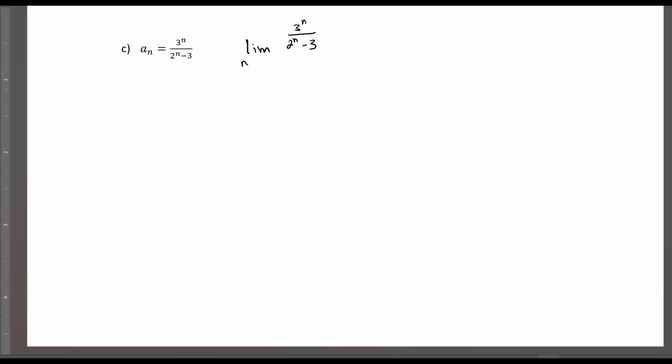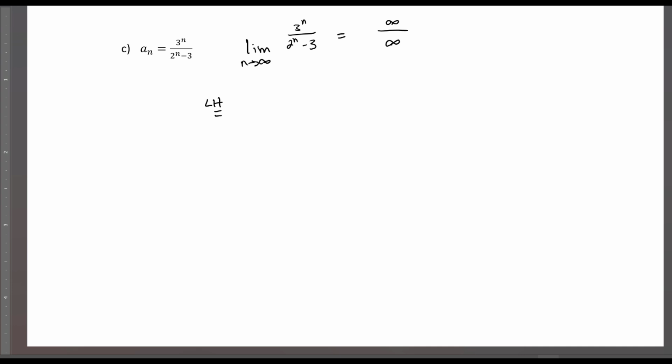Now, if we take the same kind of conceptual approach as we did in the prior two examples, we look at just the numerator: the graph of 3 to the x goes off to infinity, so the sequence 3 to the n also goes off to infinity. And in the denominator, we have a similar exponential, 2 to the n minus 3, which is also going to go off to infinity. Now, using L'Hopital's rule here is going to be kind of a pain.